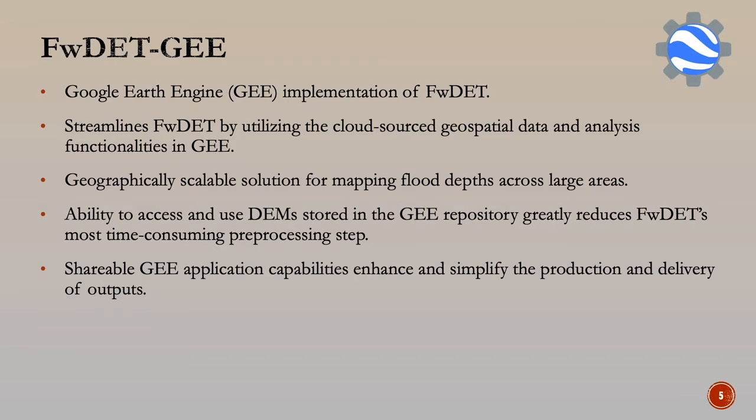The third version, which was just published, is implementing and improving FwDET within Google Earth Engine. The advantage of using Google Earth Engine is the fact that we can streamline the application of FwDET by taking advantage of the resources that are already available within Google Earth Engine, and the ability to scale up that process across large domains because of Google Earth Engine's computational power. Google Earth Engine also allows us to develop applications that are more easily shareable and therefore make very nice visualization that end users can use very quickly and easily.